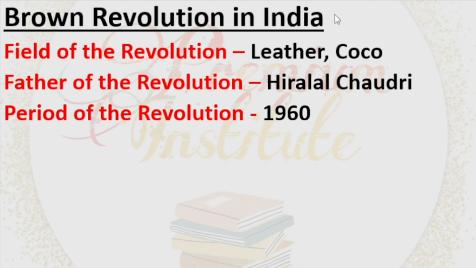Brown Revolution in India. Field of the revolution: leather, cocoa. Father of the revolution: Hira Lal Chaudhary. Period of the revolution: 1960.